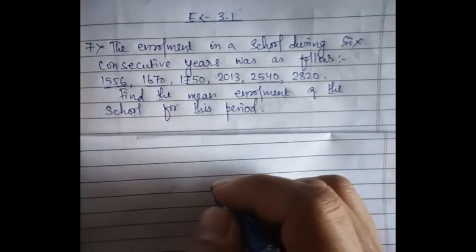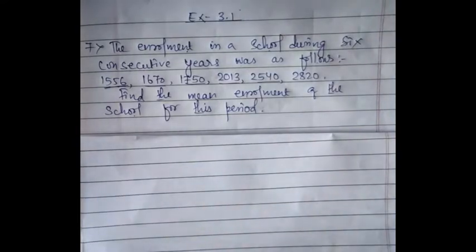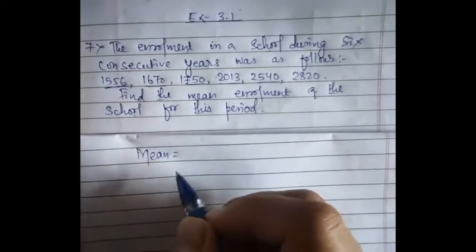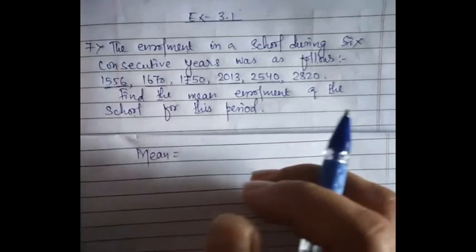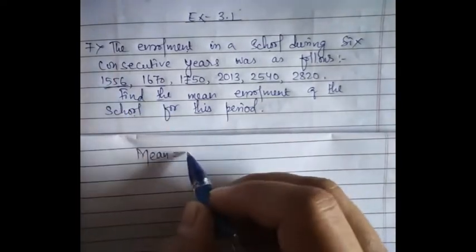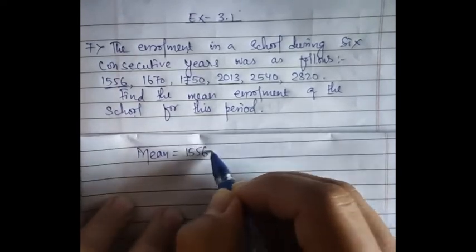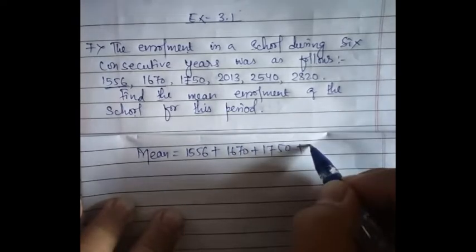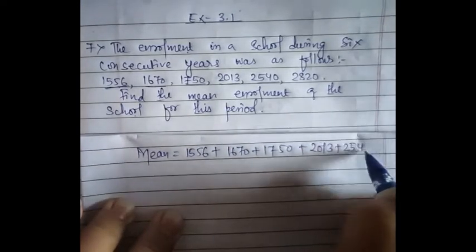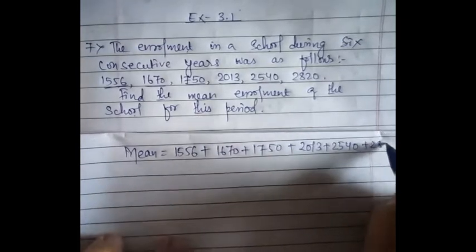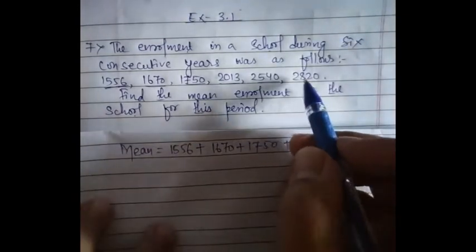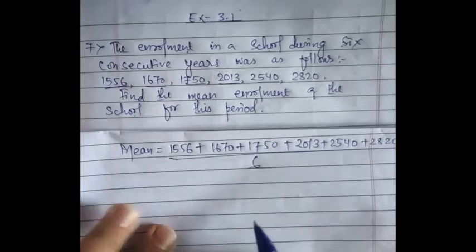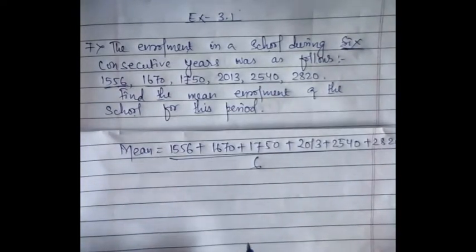Do not get confused. The process is similar to how we solved the previous sum, using the formula of the mean, that is the sum of all the observations divided by the total number of observations. I'm not writing the formula here, I'll be directly solving. So let us write the sum one by one: 2540 plus 2820. It is divided by how many observations? 1, 2, 3, 4, 5, 6. So it is for 6 years. It is already written in the question also. It is 6 consecutive years, right?